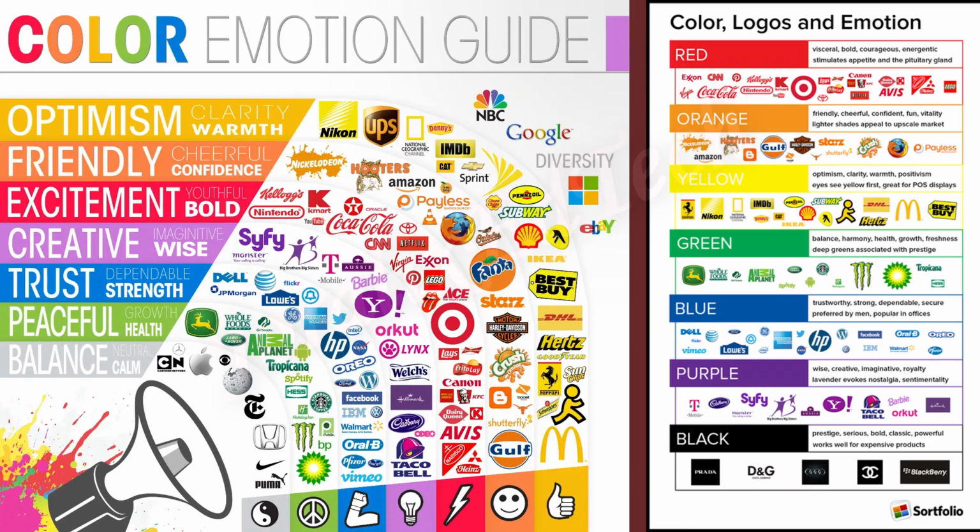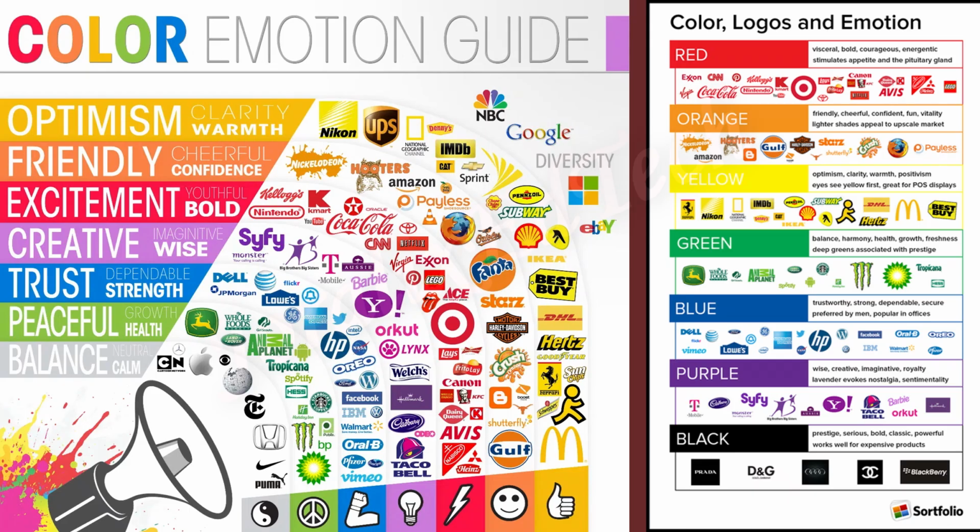And for red color, it means excitement, youthful, and bold. So companies using red color, we have Nintendo, Coca-Cola, CNN, Netflix, Canon, Jollibee, and KFC. And for purple, it means creative, imaginative, or wise. So we have here Barbie, Yahoo, Lynx, Welch, Hallmark, Cadbury, and Taco Bell.